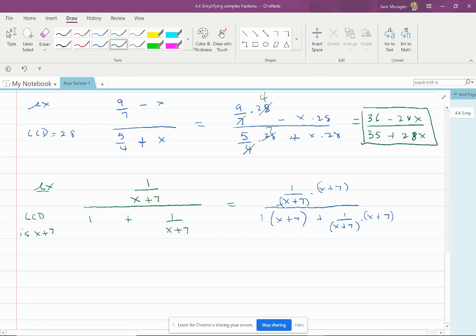Now we can see that we'll cancel x plus 7 and x plus 7, x plus 7 and x plus 7. And this leaves us with 1 on the numerator. Distribute the 1 into x plus 7. We have x plus 7 plus 1, which is 1 over x plus 8.